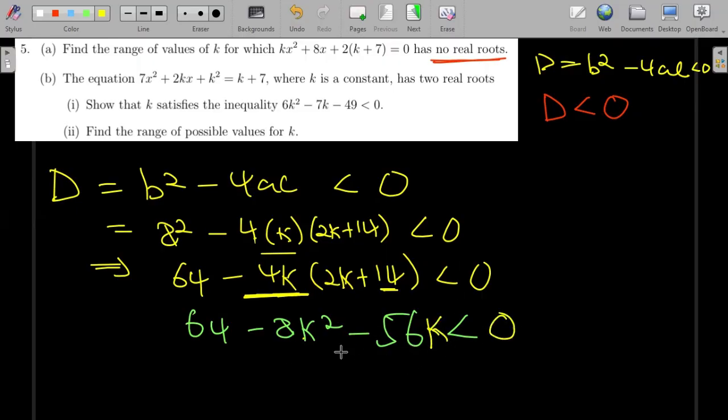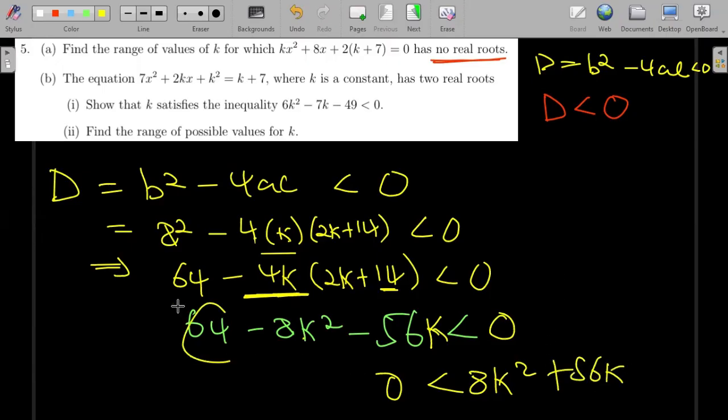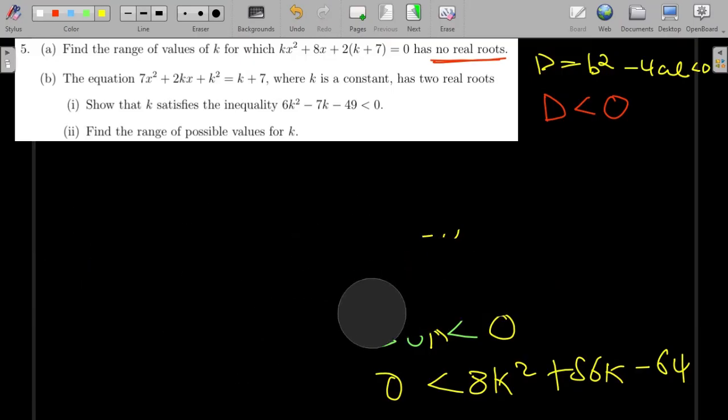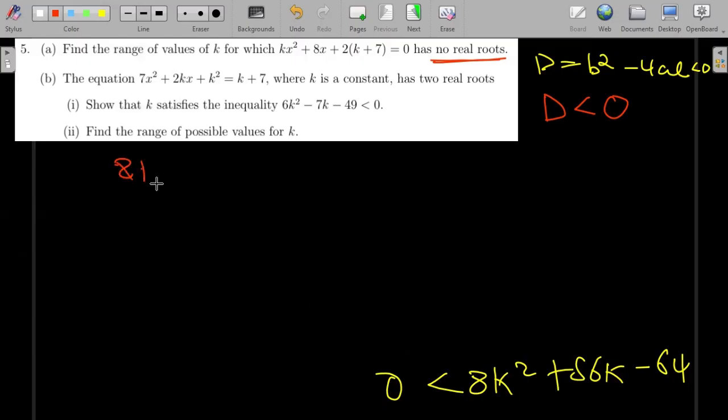Okay, and then we can take these to the other side. So I have 0. So 8k squared. This one goes to the other side, becomes positive 56k. And then this one, since it's positive, goes to the other side, becomes the minus 64. So that is what we have there. Okay, so now let's look at this one closely. So we have 8k squared plus 56k minus 64. And this is greater, so this will be greater than 0 like that.